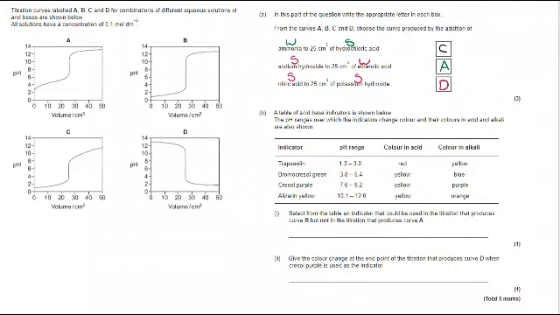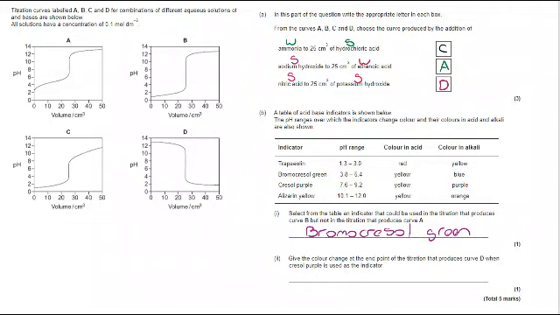Taking a look at part B, a table of acid-base indicators is shown below. The pH range over which the indicators change colour and their colours in acid and alkali are shown. You won't be familiar with all of these indicators probably. It doesn't matter because the pH ranges are what you can use to answer this question. Select from the table an indicator that could be used in the titration that produces curve B, but not in the titration that produces curve A. Well, actually, the answer we're looking for is bromocresol green, but let's have a look at why.